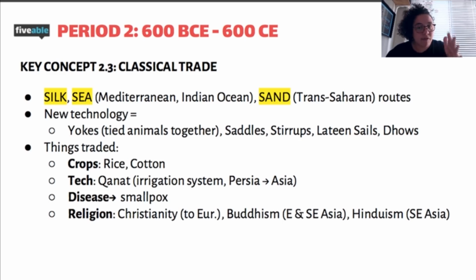You don't have to remember every single item, every crop, but the more you can remember, the more evidence points you can get. In general, there are really 4 major groups of things being traded. You've got crops. So some examples would be rice and cotton. You have technology. Some examples would be like the qanat, the irrigation system that goes from Persia to Asia.